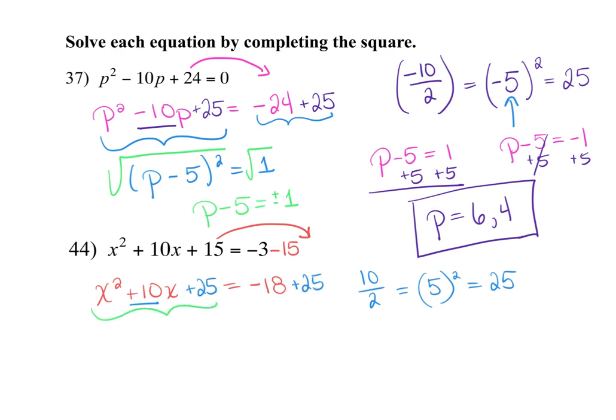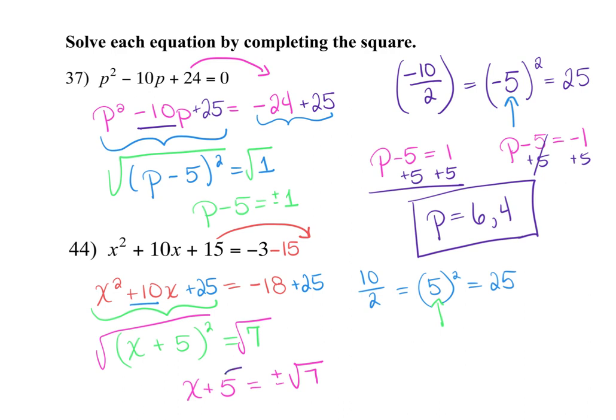Once again, I have to factor, but I already know what that factoring looks like. It's the variable with a positive 5, and that is squared. Over here, I have negative 18 and positive 25. That's going to give me a 7. I'm going to take the square root of both sides. So I have on the left the x plus 5, and on the right I have the positive or negative square root of 7. This guy does not have a perfect root. So my answer is going to look like something with a radical in it.